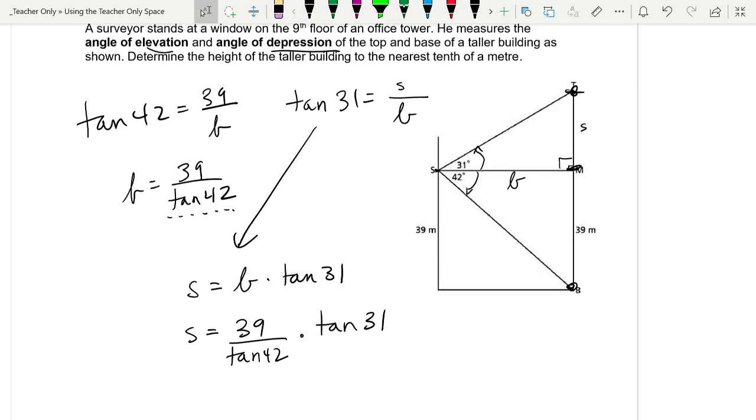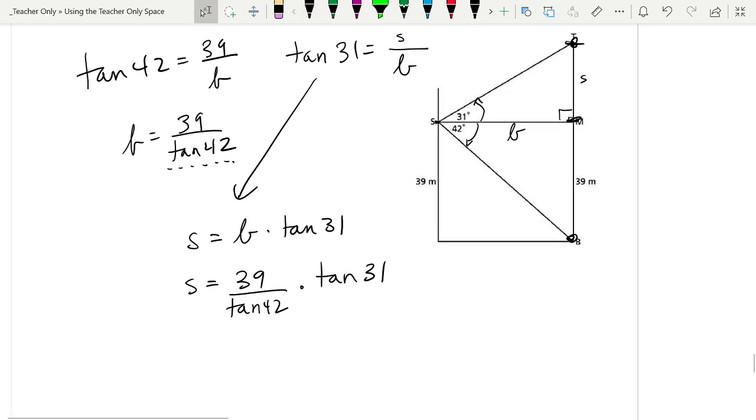Why? What's the difference between this being a divide and this being some big ugly decimal? It's the same thing. It's just a number. It's a complicated looking number, but it's still just a number. So there we go. I'm going to just punch it all at once, just for fun. So 39 divided by the tangent of 42 times the tangent of 31.